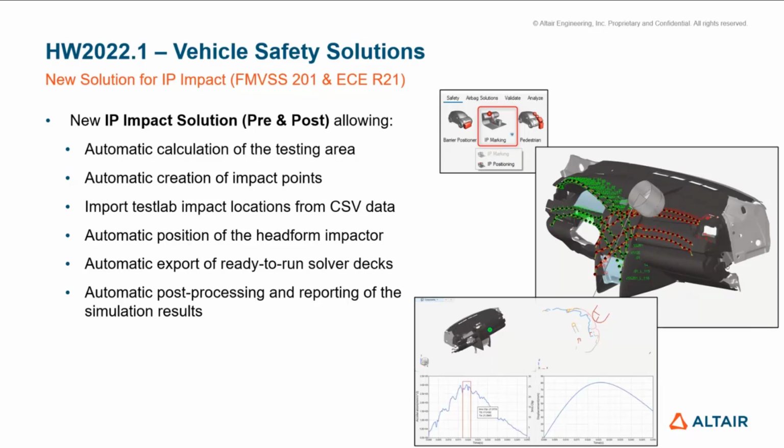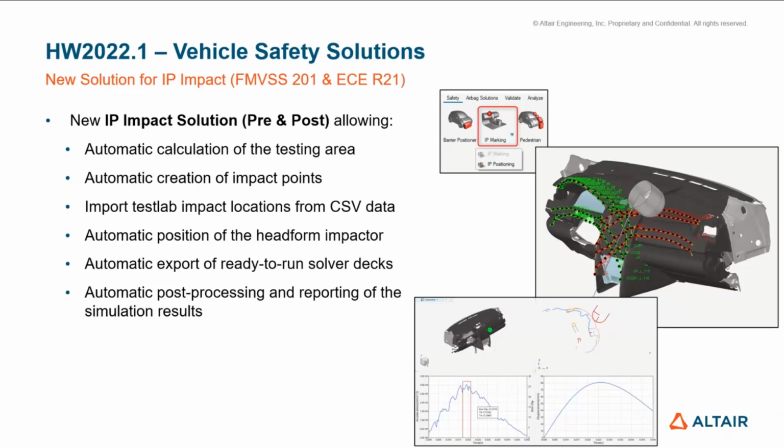In terms of post-processing capabilities, the tool allows the user to automatically calculate the testing area and to mark the testing area with impact locations, impact points, for which you have different methods available to be created. You can, for example, import test lab impact locations from CSV data, which is a usual process. At many customer places, the test lab provides the tested locations through Excel files, and with the tool you can now directly read this file and get the impact locations automatically created on the IP model.